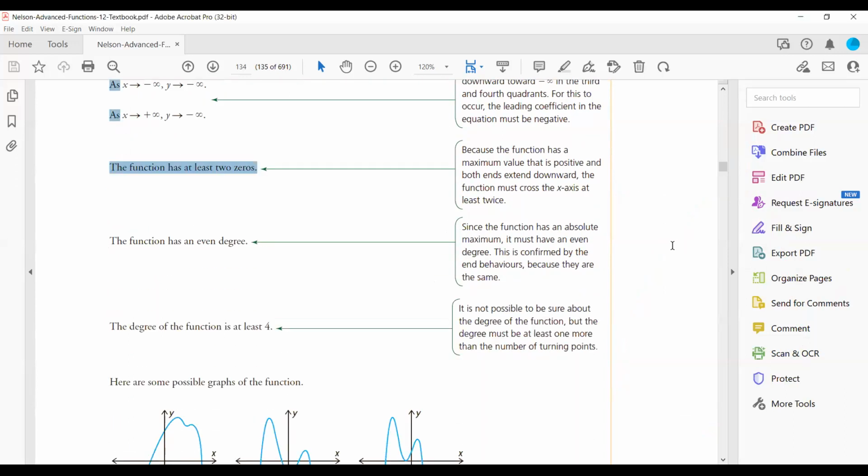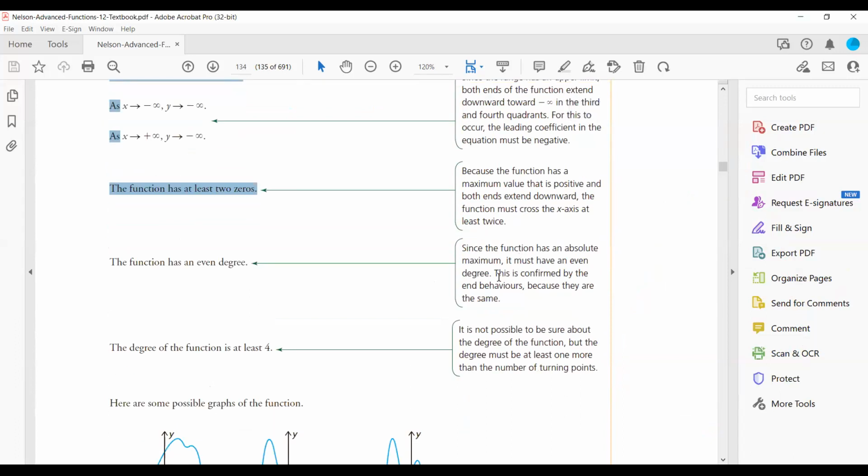The function has an even degree. How can we say that the function has an even degree? Since the function has an absolute maximum, it must have an even degree. This is confirmed by the end behaviors because they are the same.